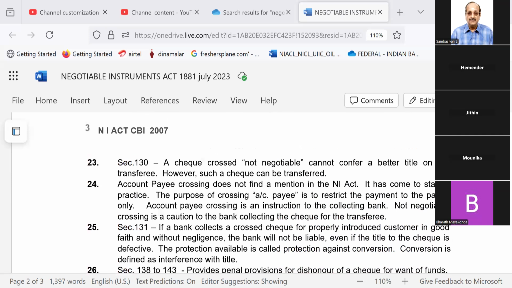23, Section 130. A check crossed not negotiable cannot confer a better title on the transferee. However, such a check can be transferred.